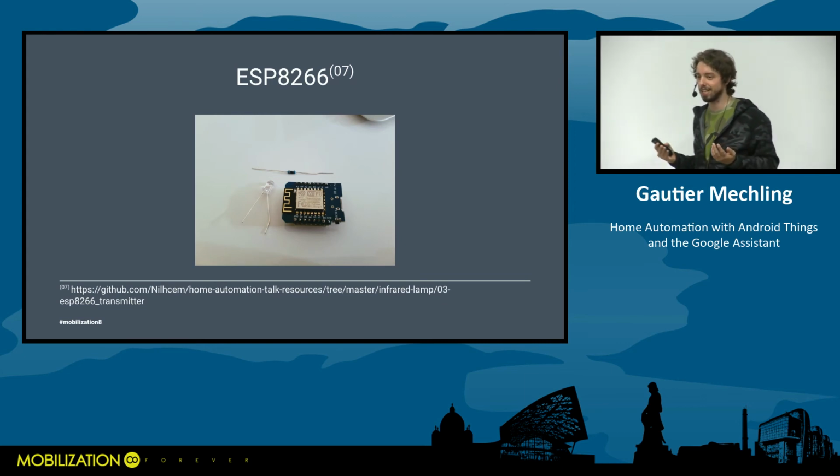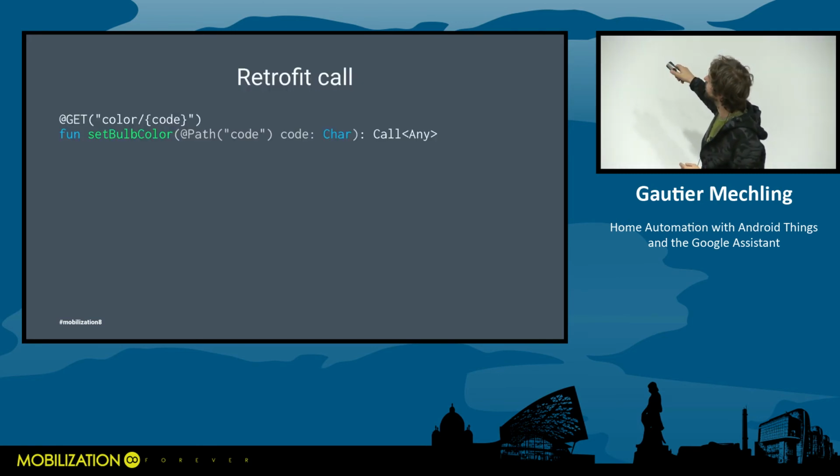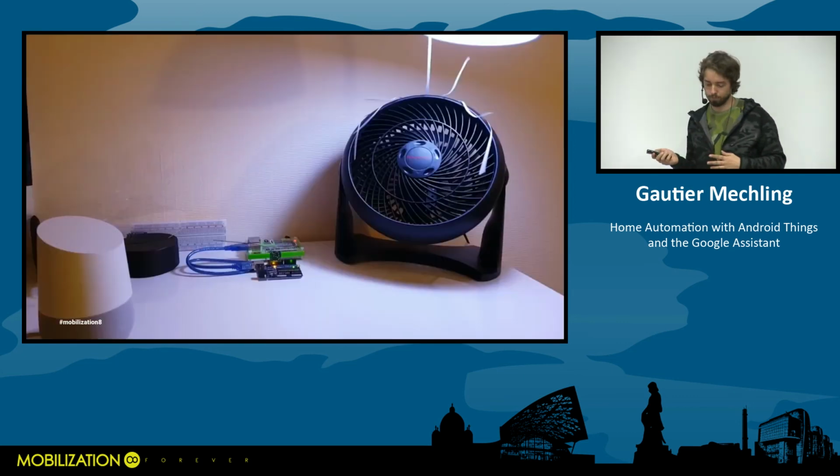Since it has a Wi-Fi stack, this can host an HTTP server in your local Wi-Fi network. And so you connect an infrared emitter to the microcontroller. And then in your Android application, you can just use Retrofit or OkHttp to communicate with your microcontroller. And here is the final result, combining everything together.